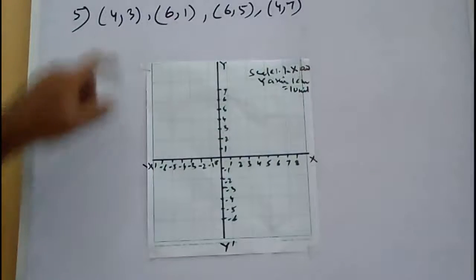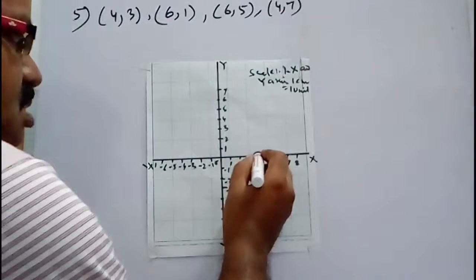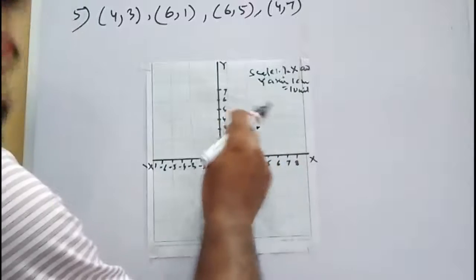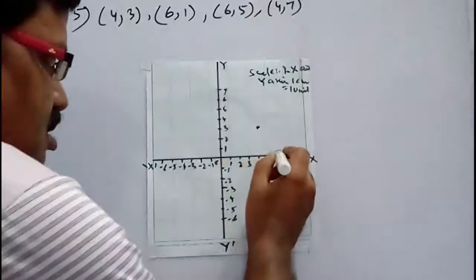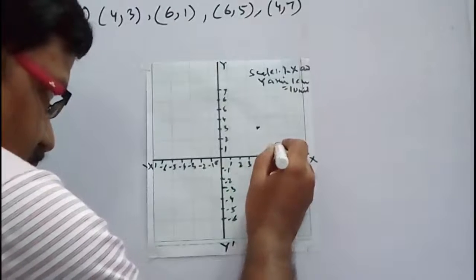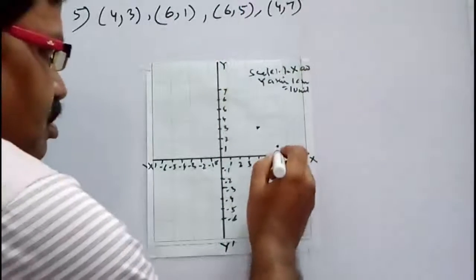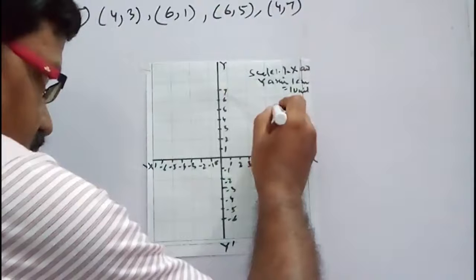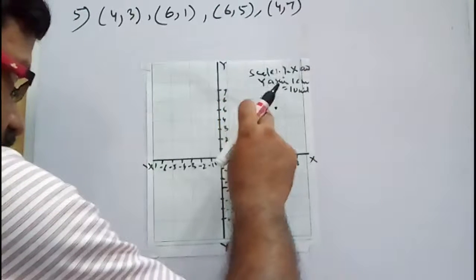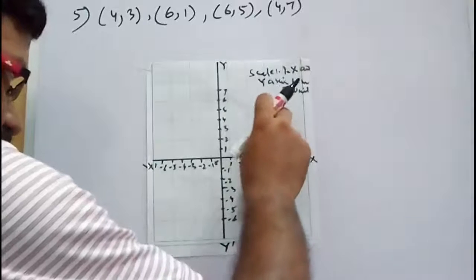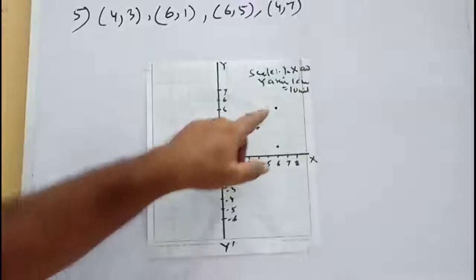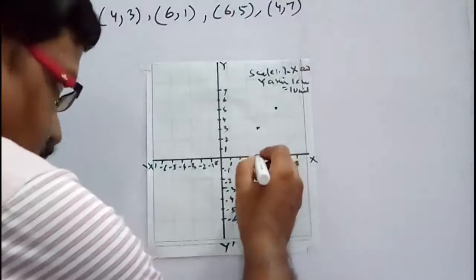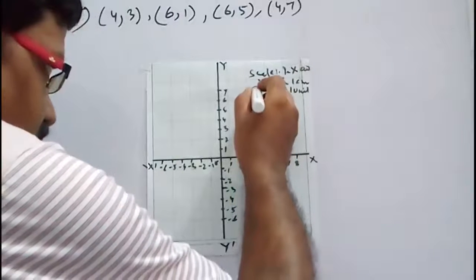So first is 4, 3. So x-axis 4, y-axis 3. So go upward. This point is 4, 3. 6, 1. So 6 and 1, this point. 6, 5. Go up. This point 6 and 5. Go along this direction. At that point, both lines intersect each other. The coordinate of this point is 6 and 5. Next 4, 7. So 4 along this line, 7 in this one.